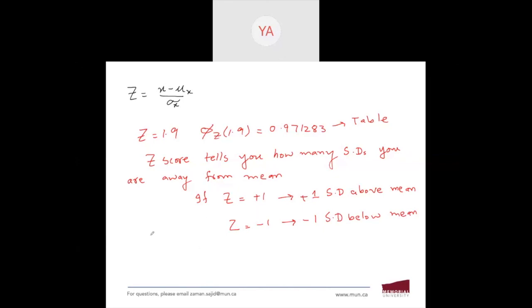Now, you can either use a positive z-table or the negative z-table. If you are using the positive z-table and want to find out the negative z, this is the complementary function that you can use. Phi of minus z is equal to 1 minus phi of z, because they are symmetrical actually.